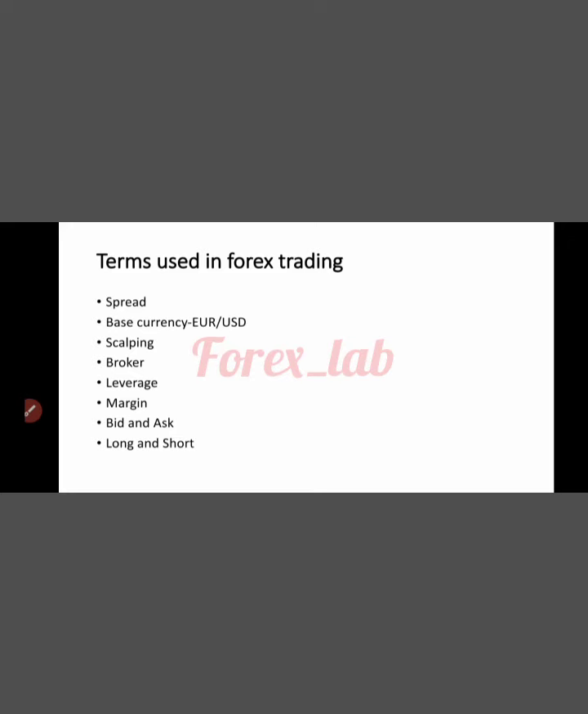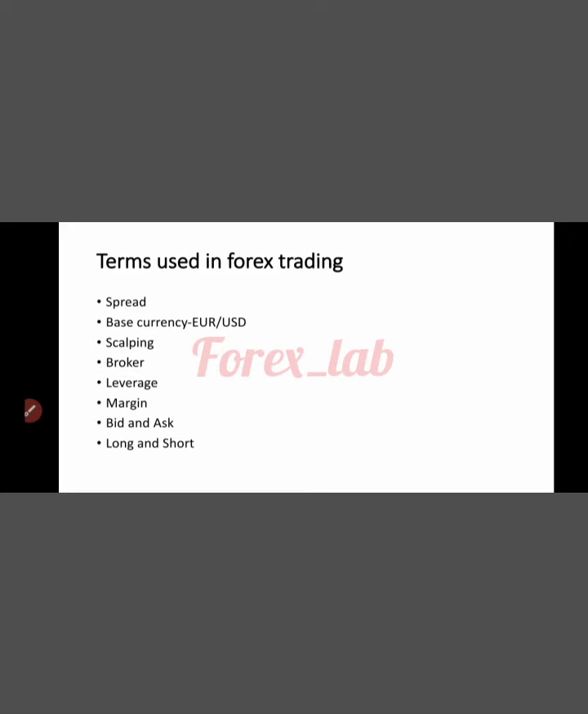The next one I have here is bid and ask. These are also two major terms that are used in trading. The bid price is the price a trader is willing to sell a currency pair, while the ask price is the price a trader is willing to buy a currency pair. These prices are displayed on the left hand side of MetaTrader 4 (MT4) in the market watch section. And the difference between the bid and the ask price is known as the spread.